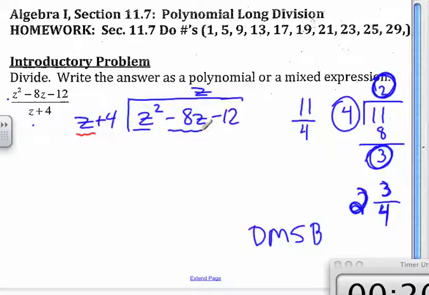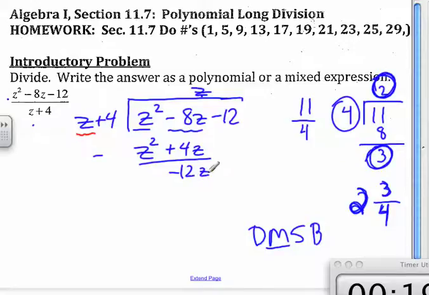Okay? Now I've divided. I've divided z squared by z, and I got z up here on top. Now I need to multiply. Z times z is z squared. Z times 4 is plus 4z. Good enough. Okay? Now I need to subtract. Z squared minus z squared is just a 0, so I'm going to leave that blank. Negative 8 minus positive 4 is negative 12z.